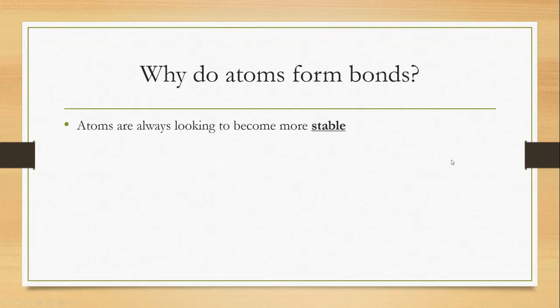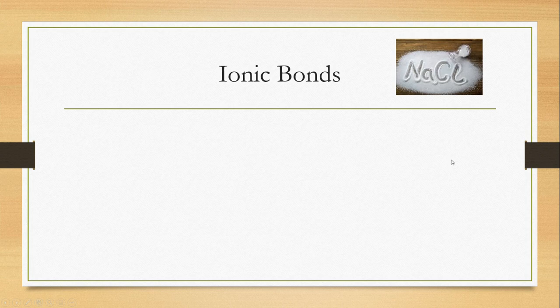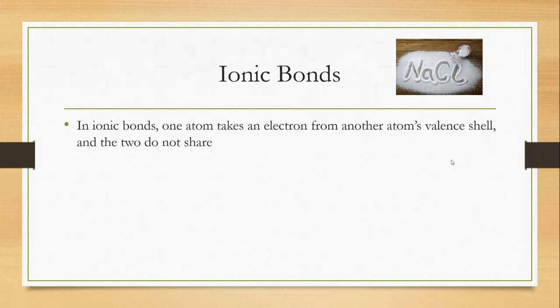Alrighty. So that was the last trend. Now let's just look at ionic bonds. What are those? How do we define them? In ionic bonds, one atom is going to take an electron from another atom's valence shell, and the two of them will not share. Ionic bonds include a metal and a nonmetal, so that's where we see this trend come back.